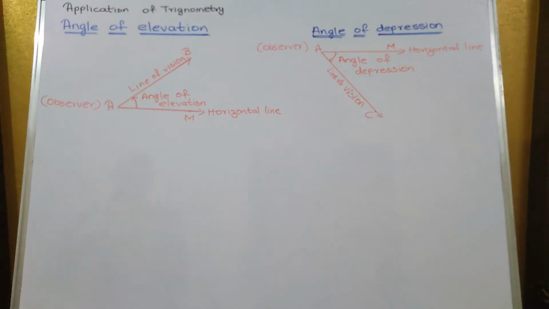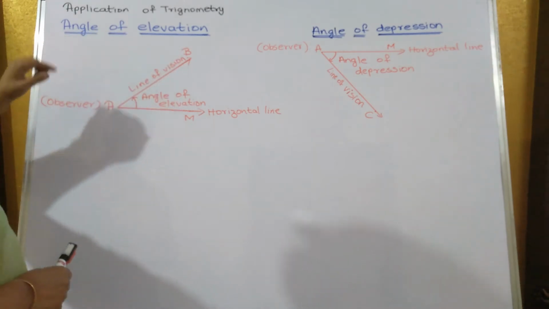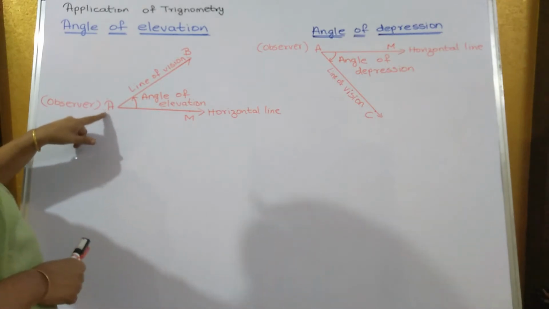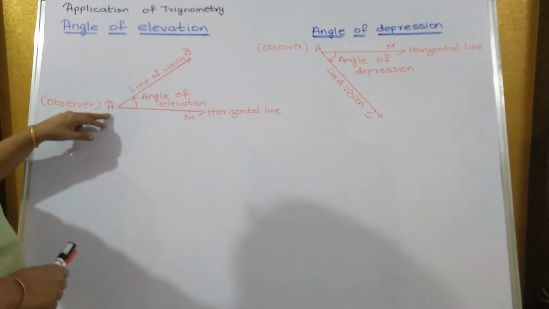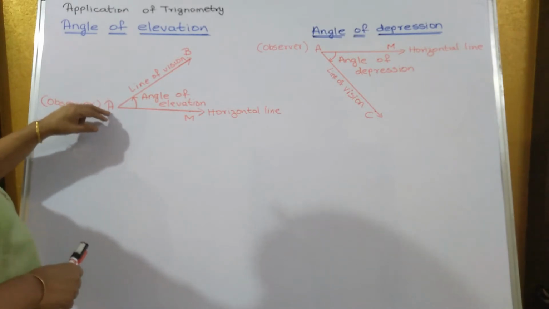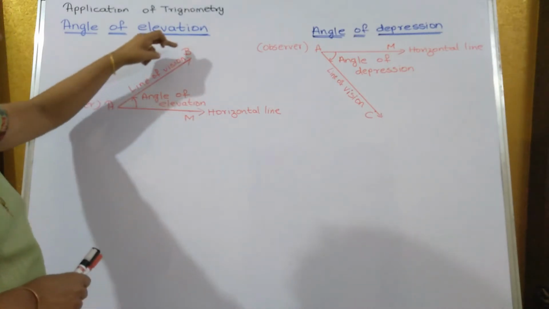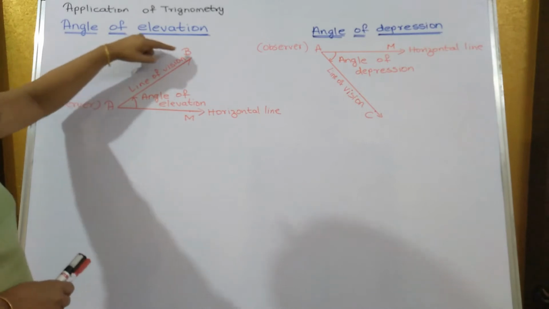Now, application of trigonometry: angle of elevation. What is the angle of elevation? Suppose AM is a horizontal line and the observer is at point A, and he is observing something at point B, which is at a higher level than the horizontal line. That means point B is at a higher level and the observer is observing point B.